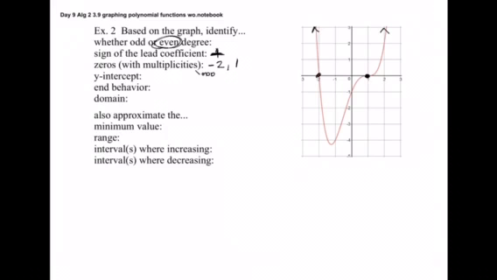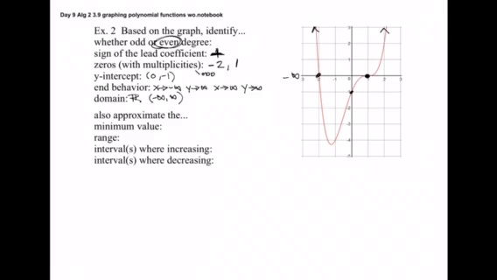Our end behavior in this one, we say that as x is approaching negative infinity, our y is approaching positive infinity. As x approaches positive infinity, our y is also approaching positive infinity. Our y-intercept is the ordered pair (0, -1). Our domain is all real numbers, which in interval notation we write negative infinity to positive infinity.